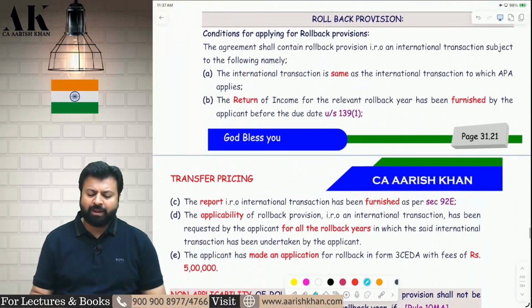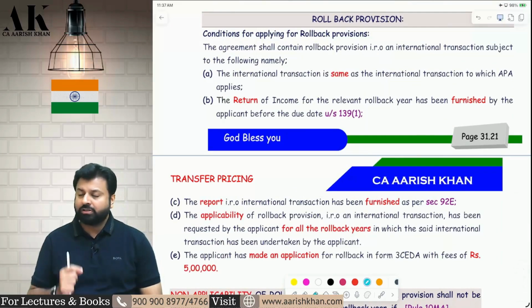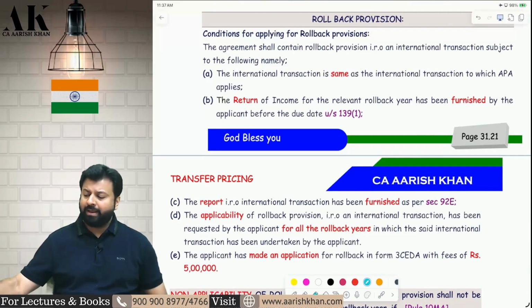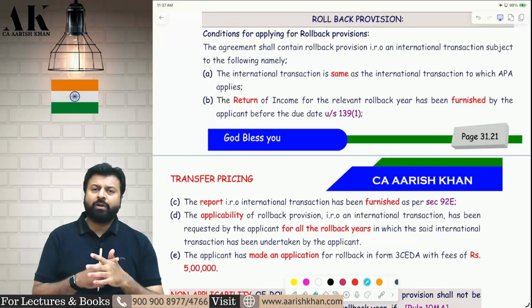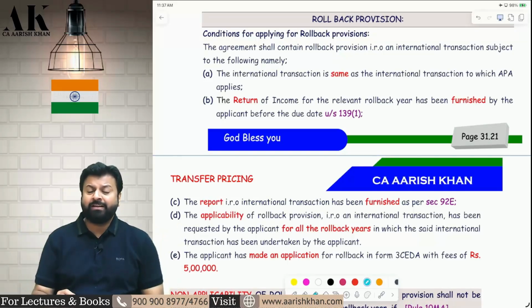Now we will talk about the rollback provision. First of all, you need to be very clear with some terminology. Which terminology, sir? What is rollback and what is APA? Always remember, APA is for future and rollback is for past. Suppose I entered into an APA. So for future I don't have to worry, but for past I still have to worry.